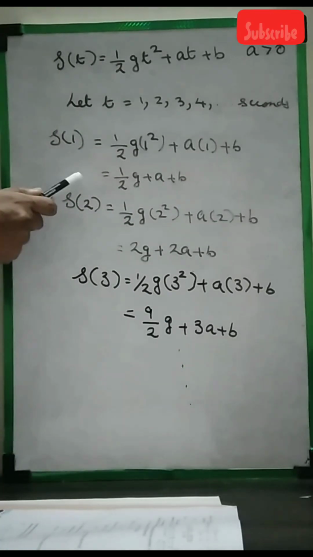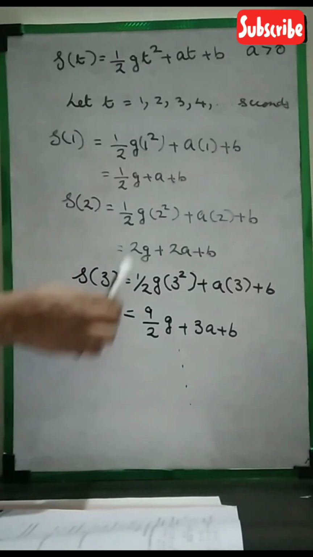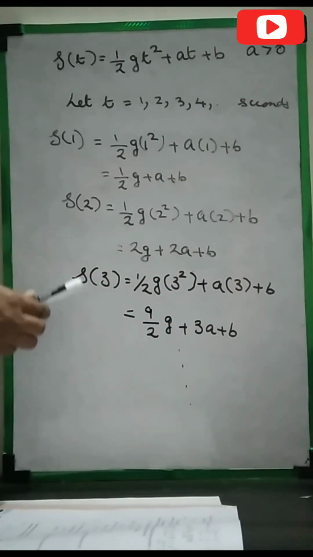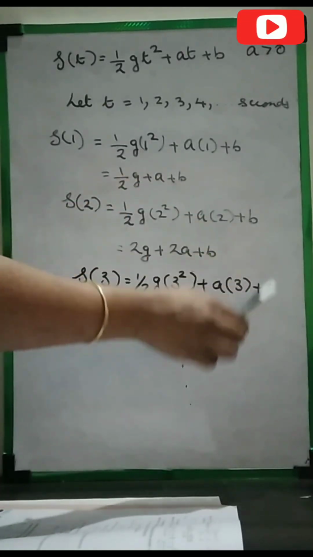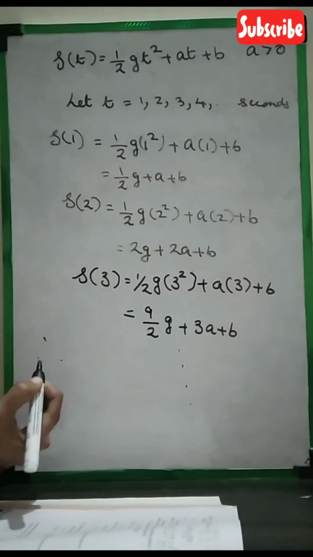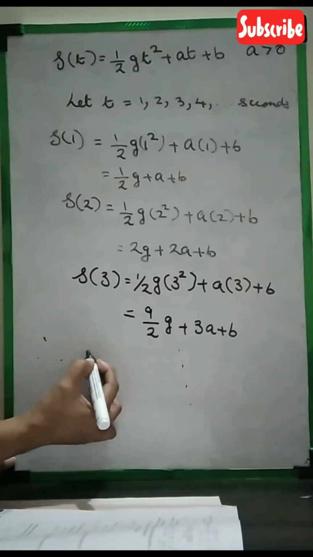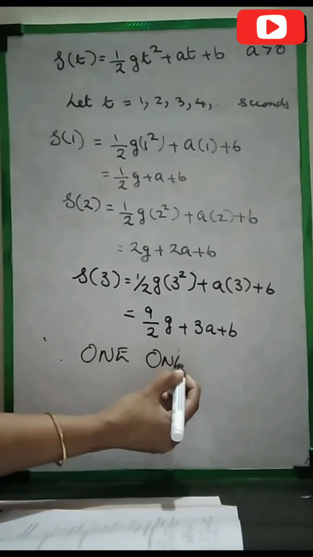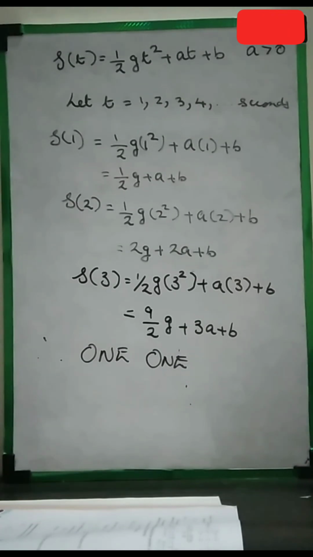So for every different time we get a different distance. That is, for every unique input we get a unique output. Therefore the given function is a one-one function.